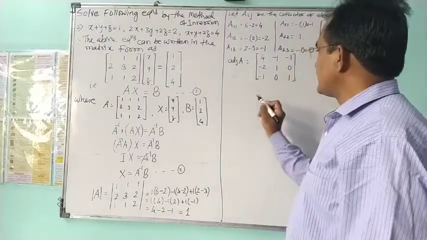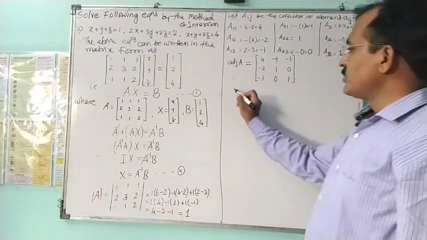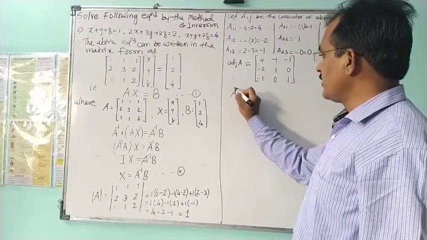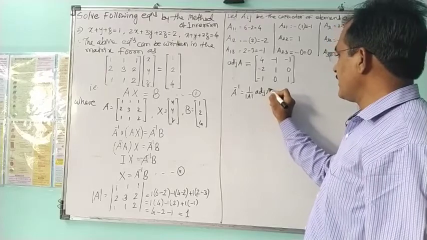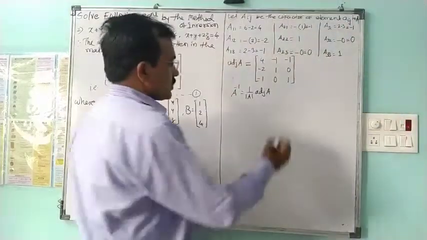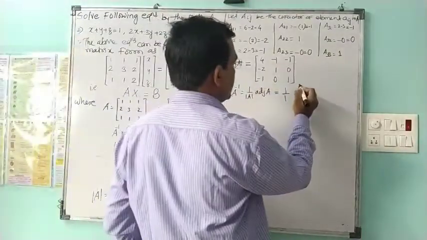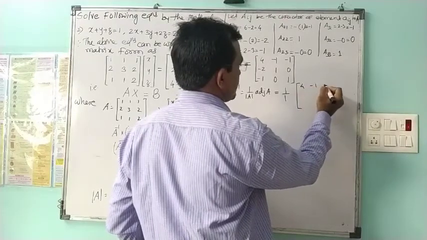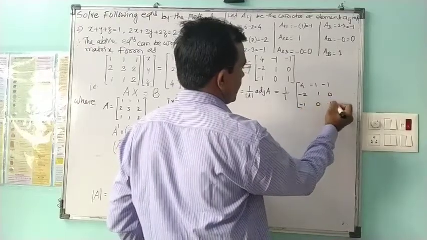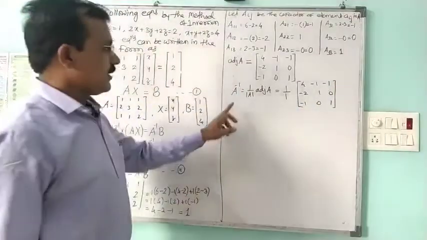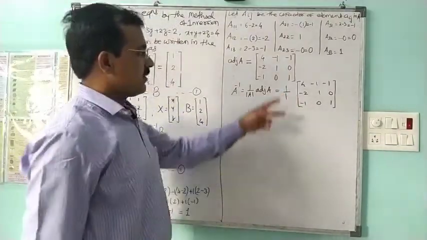So after having the adjoint and determinant, we can have the inverse as 1 upon determinant of A into adjoint of A. So 1 upon determinant of A, the determinant's value is 1, and with this adjoint matrix, that is 4, minus 1, minus 1, minus 2, 1, 0, minus 1, 0 and 1. So we will have A inverse like this. A inverse is just this, except 1 by 1 is 1.